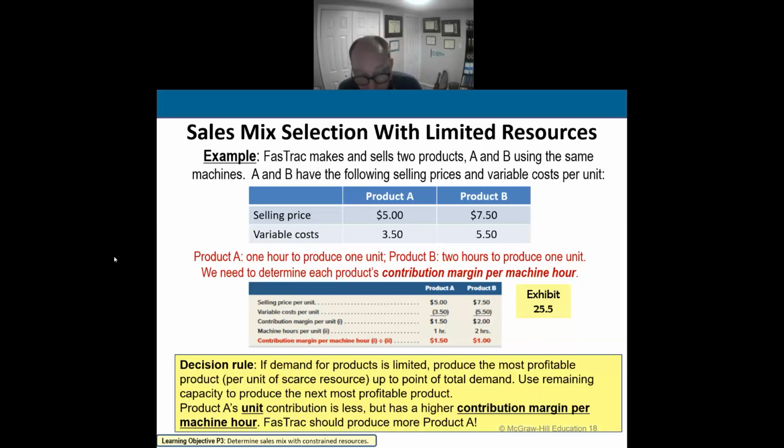And as a manager, I'm always focused on which product is going to get me the most profit. So I focus on that product and I make more of that product to be able to sell more of it, because it gives me a higher contribution margin. So when we talk about sales mix, if you're looking at product A, product B, it's going to be whichever one has the highest contribution margin.